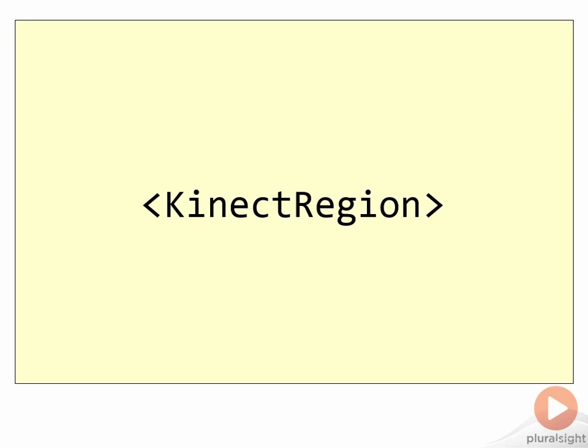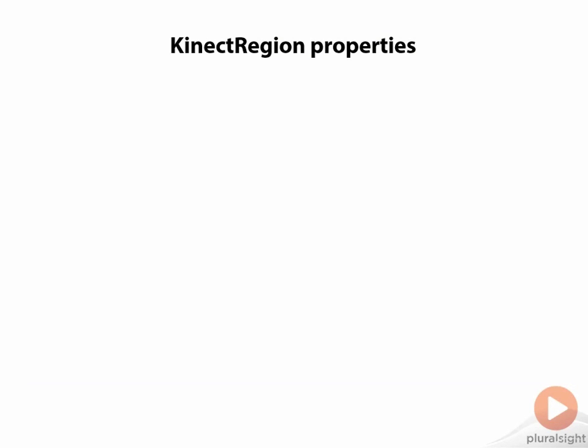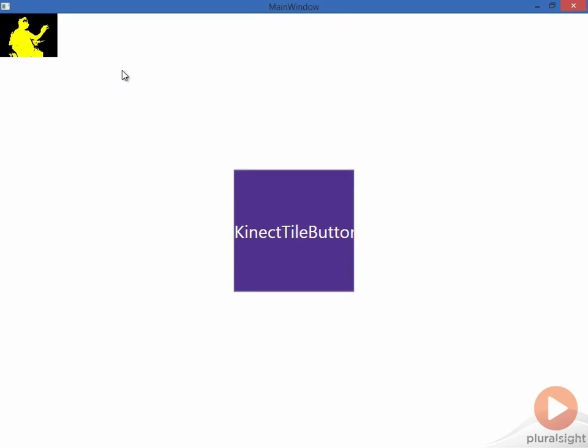There's only a handful of properties you can change on the Kinect region control itself. The first one is the isCursorVisible property. If the value of this property is false, the hand cursor won't be visible. This doesn't mean that the hand cursor is not there. You can still activate buttons this way, it just seems like you're the invisible man.